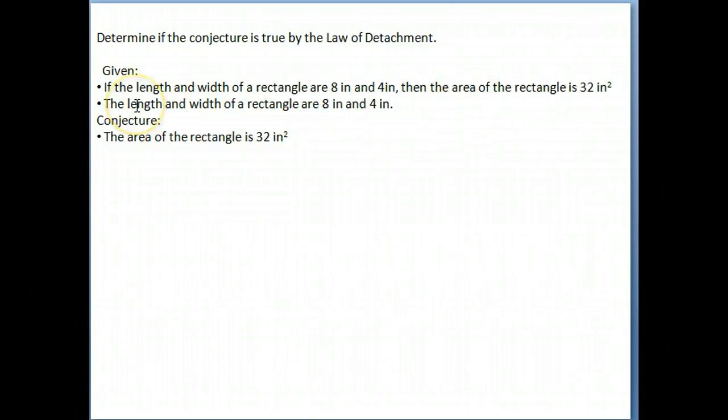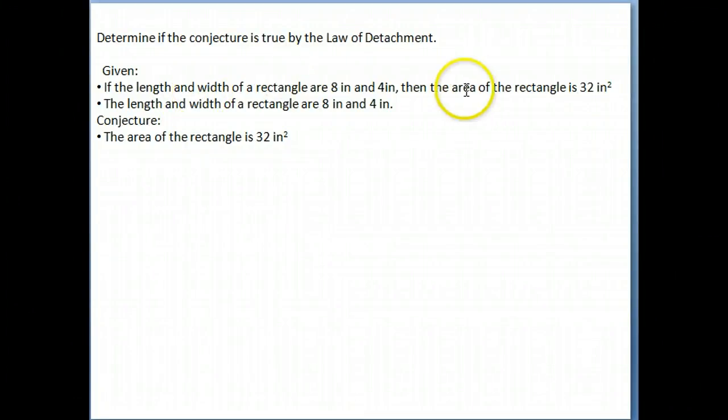Our piece of given information is that the length and width of a rectangle is 8 and 4 inches. They made the conjecture that that means the area would be 32 square inches. Did they get it right? In order for that to happen, the given information we have there has to be from the if part. Is it from the if part? Yes, it is. That was exactly our if part.